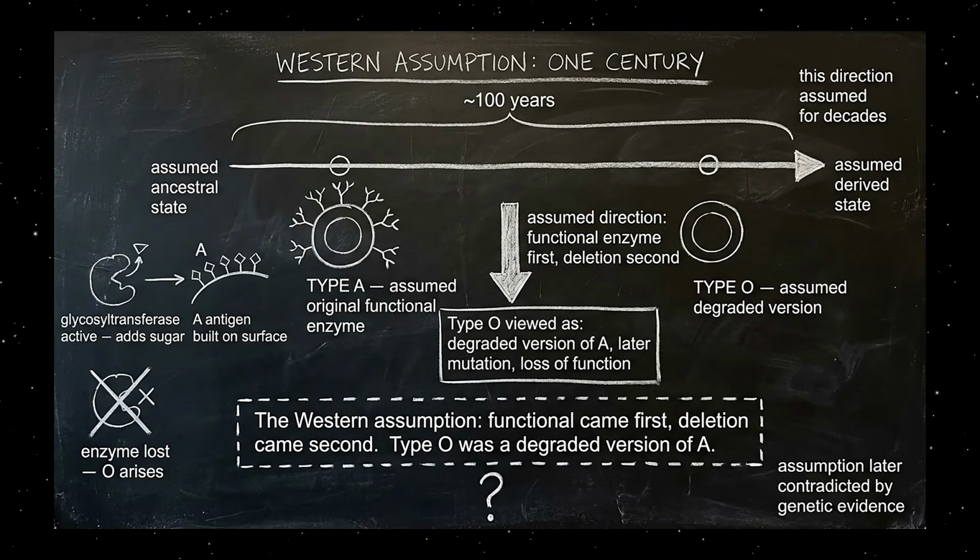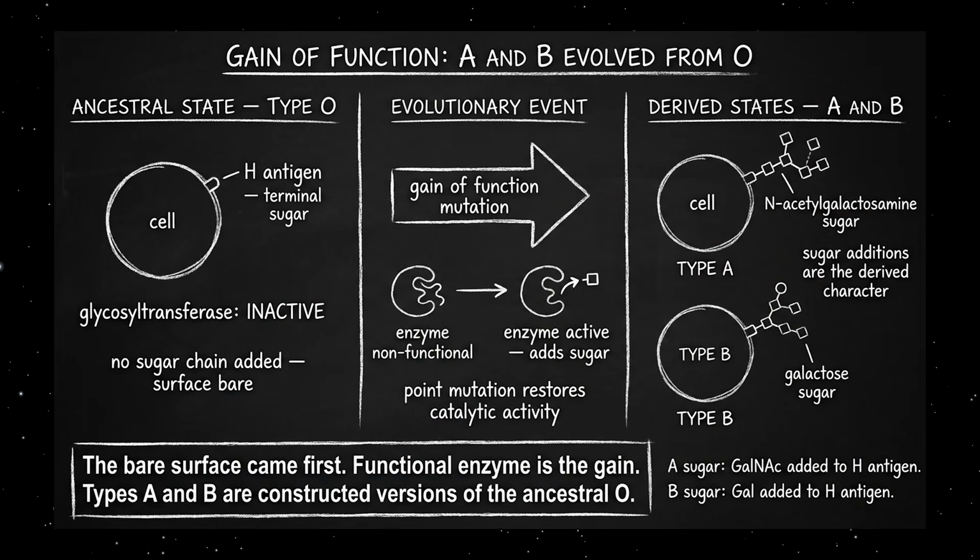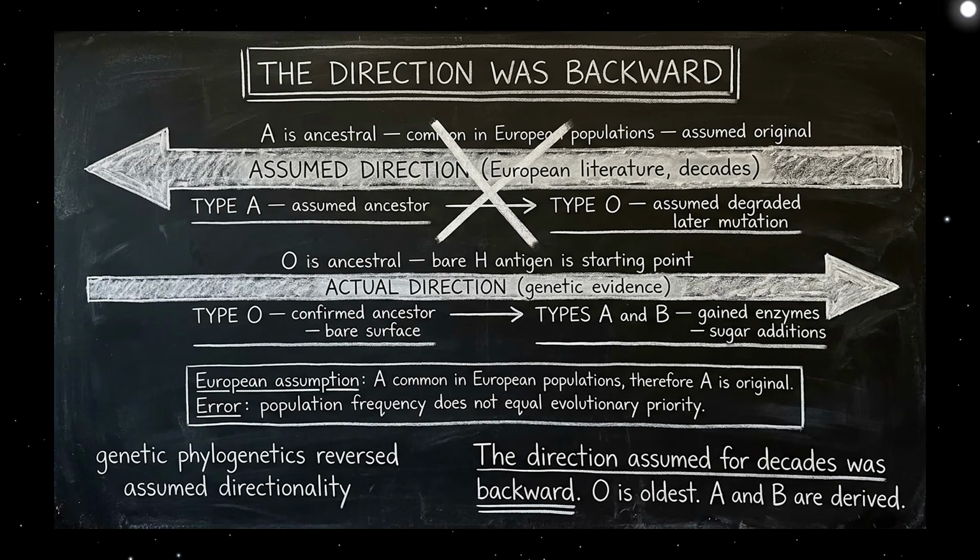The ancestral human population carried the bare H antigen. The functional glycosyltransferase, the enzyme that builds the A and B sugars, evolved later as a gain of function. Types A and B are built versions of O. The sugar additions came second. The bare surface came first. The European assumption that type A was original, because A is common in European populations, ran in the scientific literature for decades before genetic evidence reversed it.